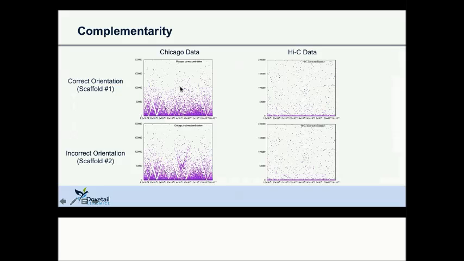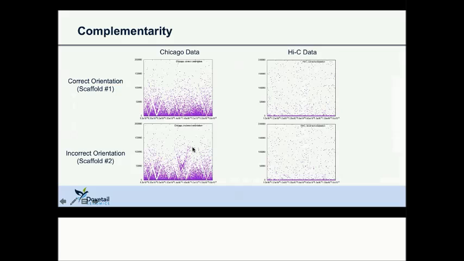Along the top, we're showing those data mapped against the scaffold where all of the contigs within the scaffold are in the correct orientation. On the bottom, we've taken one of the contigs within the scaffold and we've inverted it. So this is a 50 kilobase inversion of one of the contigs within the scaffold. And the aim here is to see how easily we can detect that inversion with the two data types. So everything's correct up top and there's an error down bottom.